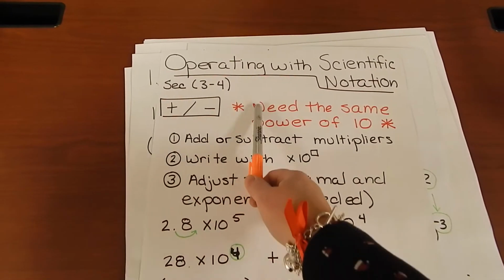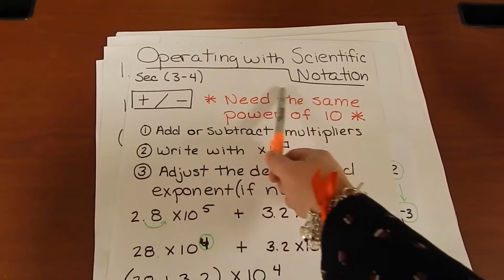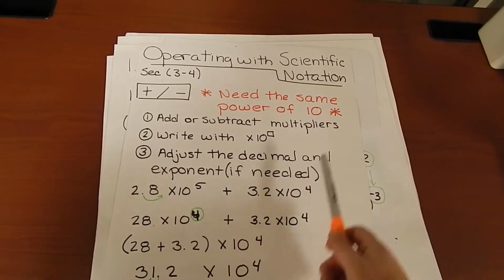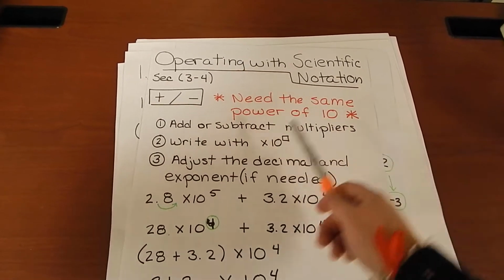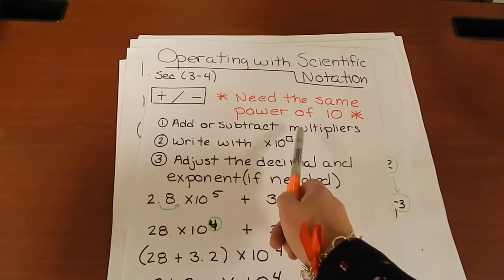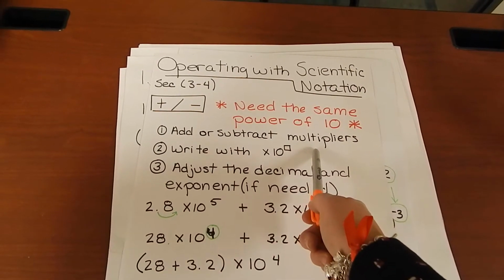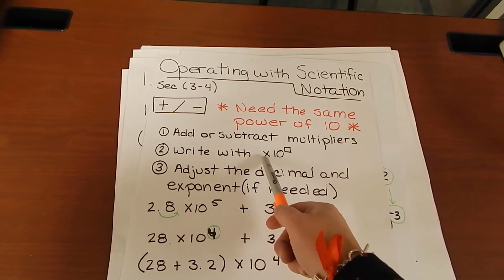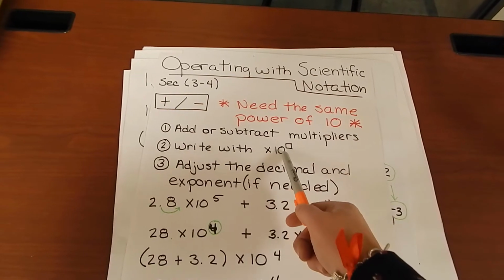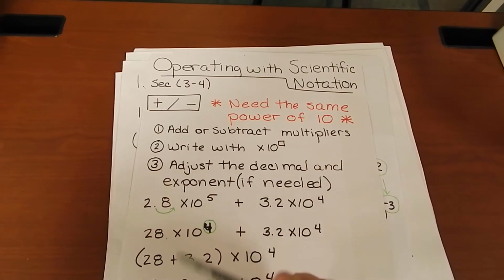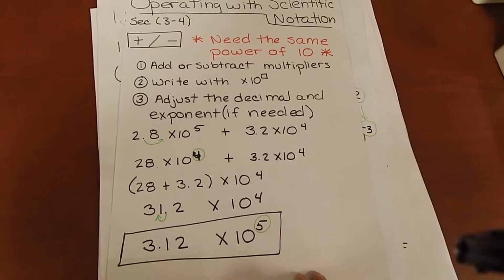So the big thing to remember here is you need the same power of 10. And once you get that, then you just need to add or subtract the multipliers, the number in front of the 10, right with your 10 to the power of some exponent. Adjust the decimal if needed. So what does that mean? Well, let me show you.